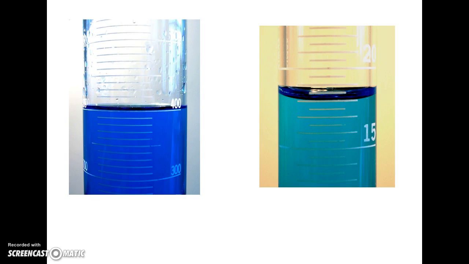Once again, you try. What is the first graduated cylinder? Under the meniscus, that's right, 400 milliliters. What about this one?